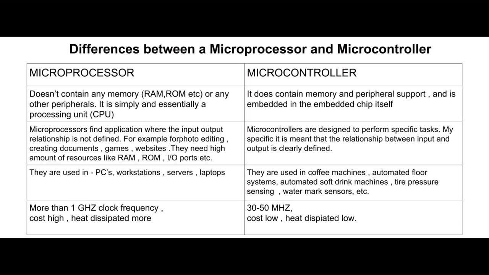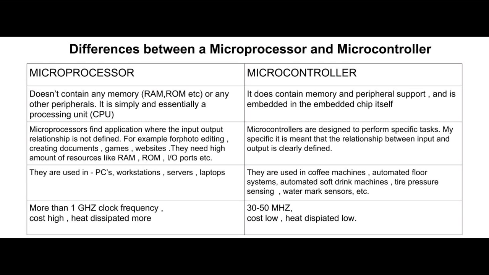Microprocessors are used in PCs, workstations, laptops, servers. Microcontrollers are used in coffee machines, automated floor systems, automated soft drink machines, tire pressure sensing machines, water mark sensors, etc. A microprocessor works on one or more gigahertz clock frequency.